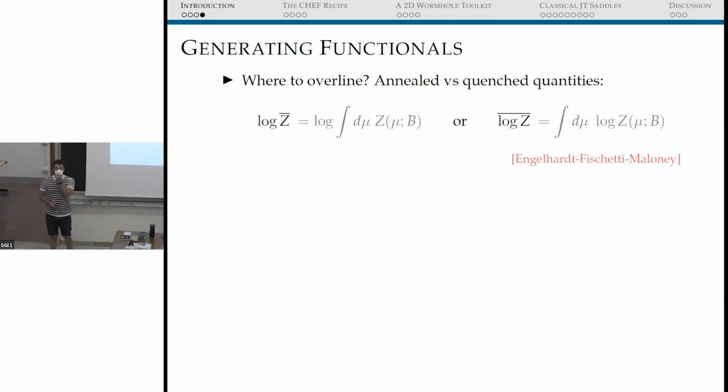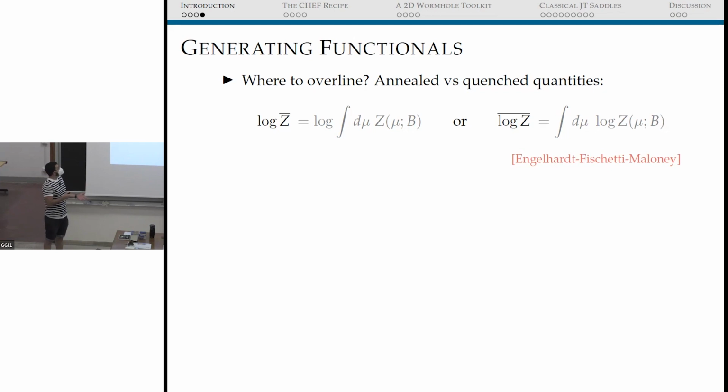If we consider the generating functional, we have two options of where to put the overline. We can put it on top of Z, as we were doing before. And then what we are computing is what is called an annealed quantity. We are basically just computing the gravitational path integral and then taking the logarithm. If we have some beta factors in front, we could call this a free energy. So this would be the annealed free energy. And in the ensemble averaging interpretation, this is the precise expression we would be looking at.